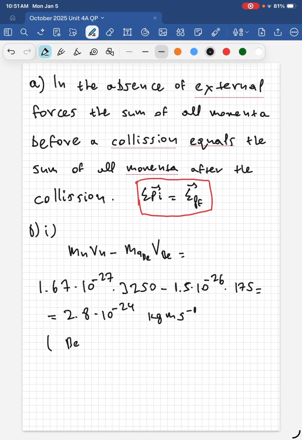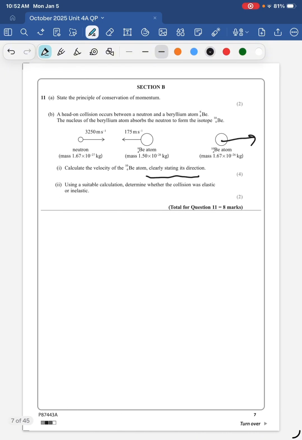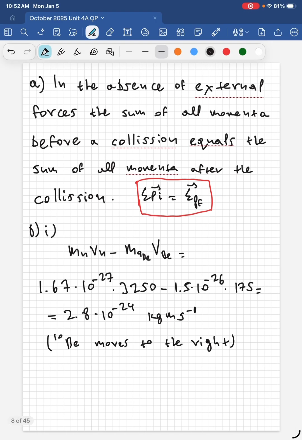Let's write it over here too. Beryllium-10 moves to the right, and this is because the sign came in positive. Simple as that. Part 2: using a suitable calculation, determine whether the collision was elastic or inelastic.